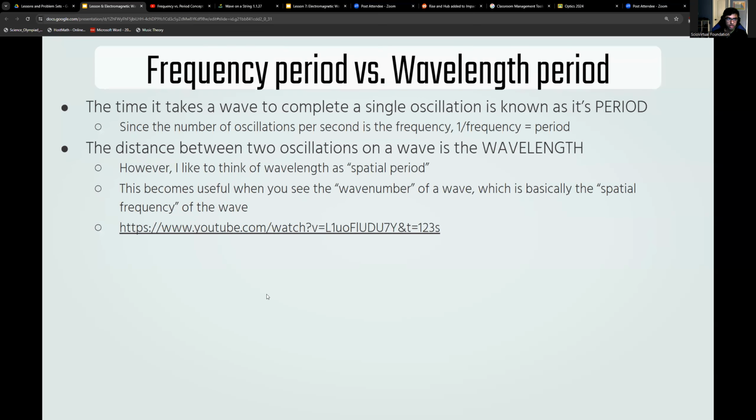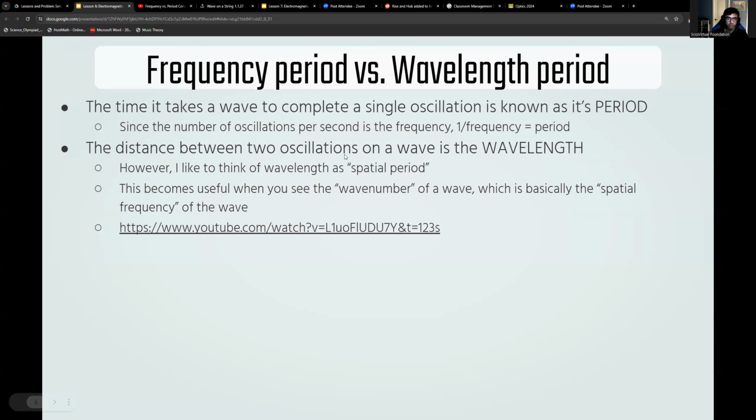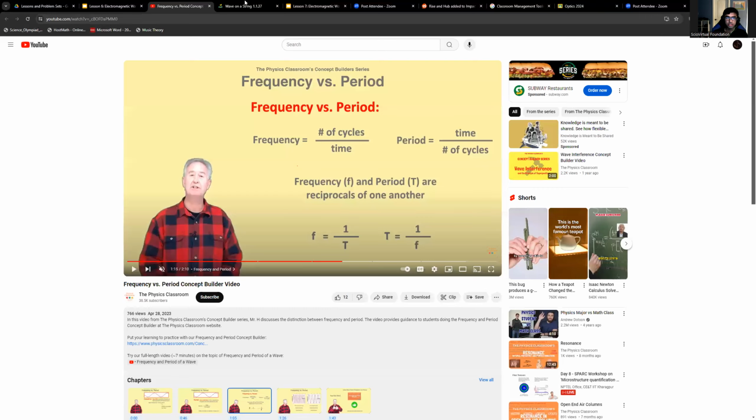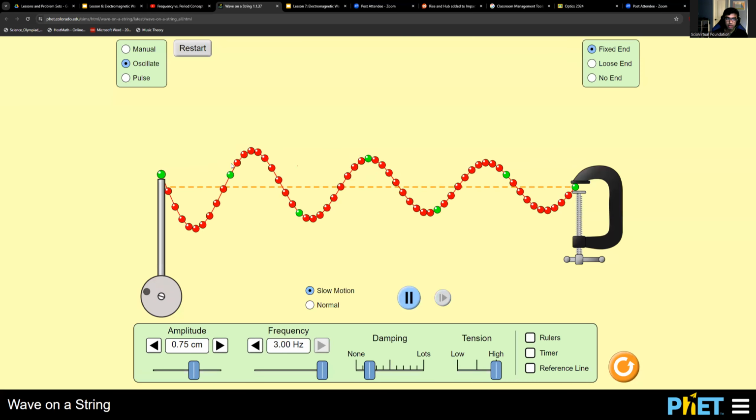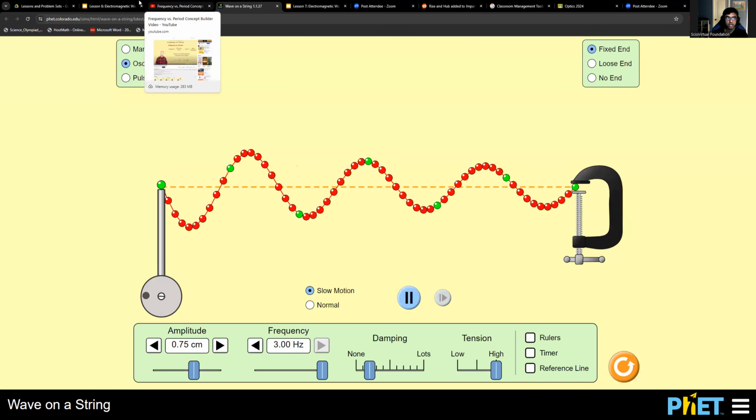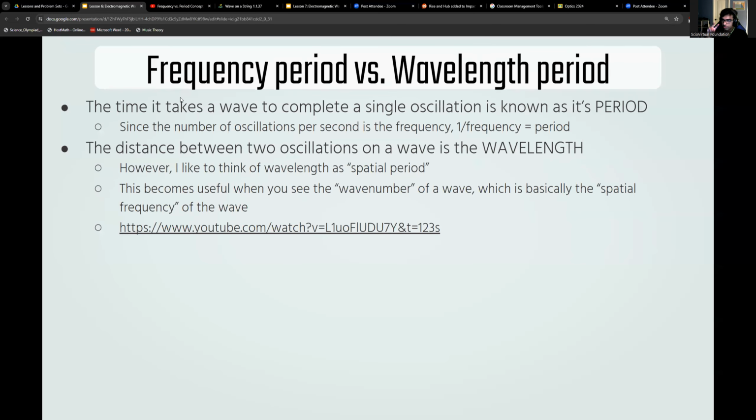So this is another really helpful animation that's in the slides if you want to watch them. But wavelength is like spatial period. It's literally the number of meters between two crests or two troughs. Okay? And there's similarly a spatial frequency, 1 over the wavelength, which is the wave number. So period is to frequency as wavelength is to wave number. It's sort of the number of wavelengths per unit length, right?